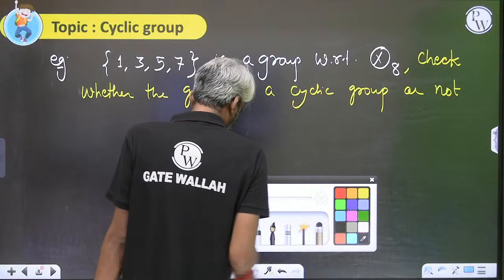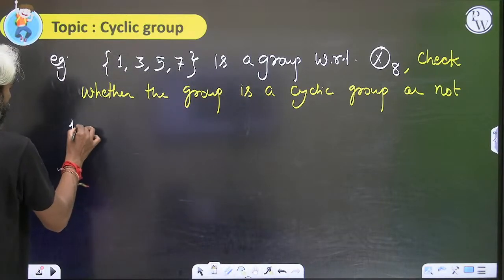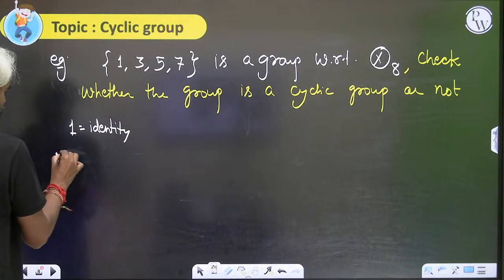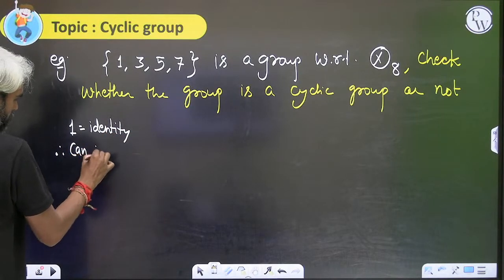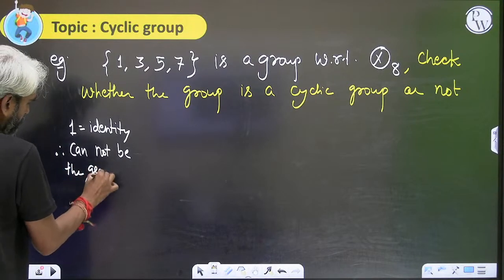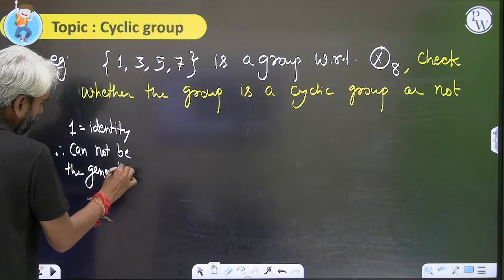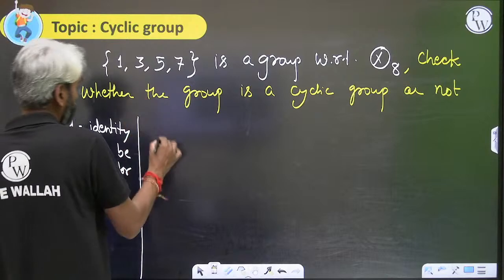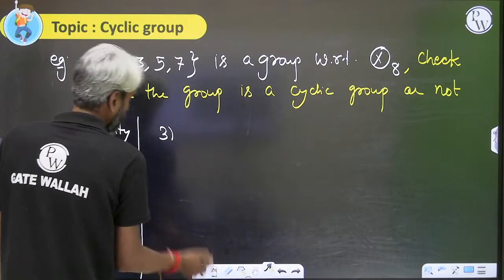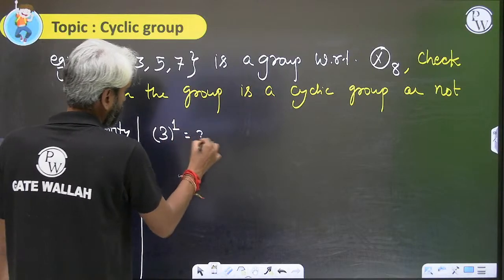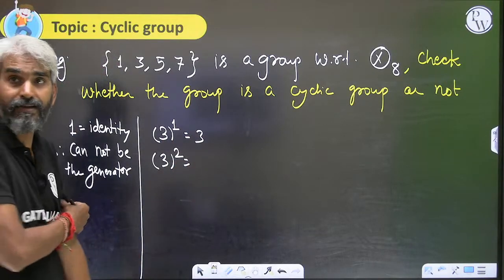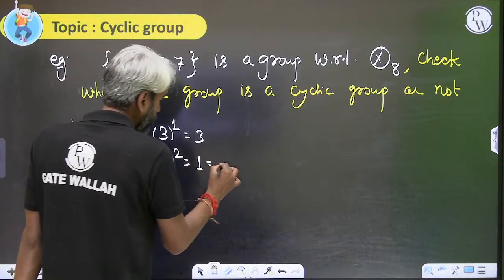Okay, let's check for different powers. One is the identity, therefore it cannot be the generator. What else? So 3. 3 raised to power 1 will be 3. 3 raised to power 2 will be what? 3 twos are 9. 9 divided by 8, remainder 1. So this is the identity element.